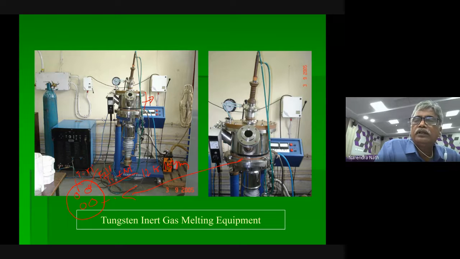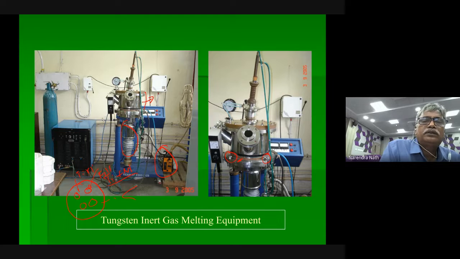Then see here, this locking mechanism is there. We will tighten it. Then this is the vacuum pump. We will switch on the vacuum. This vacuum pump will suck out whatever external gas is there in the chamber. Now the entire chamber is airtight, so nothing is going inside.